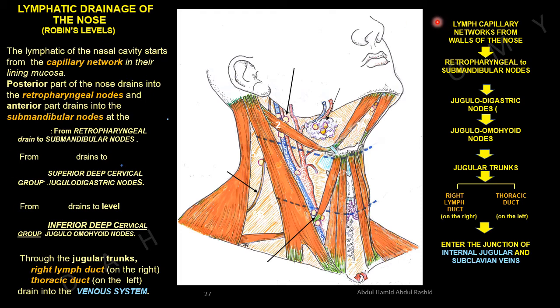In summary, lymph capillary networks from the walls of the nose drain to the retropharyngeal nodes and from there to the submandibular lymph nodes, that is level 1B. From there drain to the upper deep cervical, also known as jugulo-digastric nodes, level 2, and from there lower deep cervical nodes, also called jugulo-omohyoid nodes, level 4, and finally through the jugular trunks, that is right lymphatic duct on the right side, thoracic duct on the left side, drains into the junction of internal jugular vein and subclavian veins. So finally enter into the venous system.